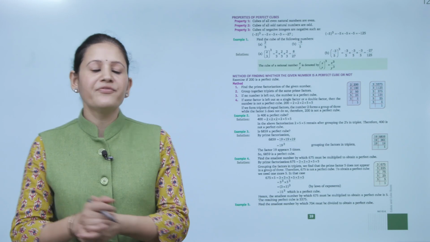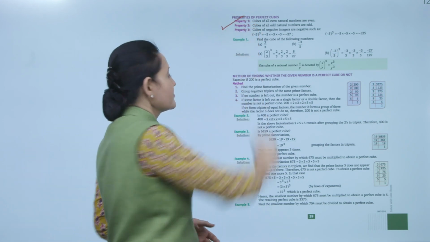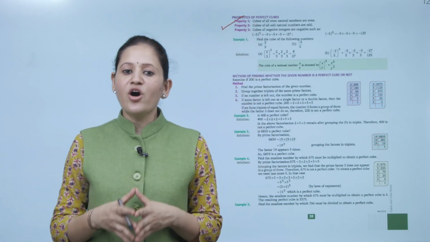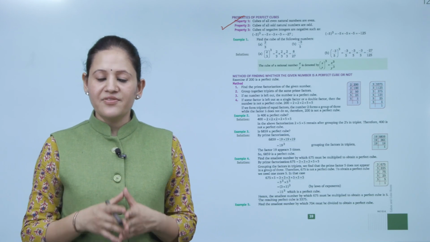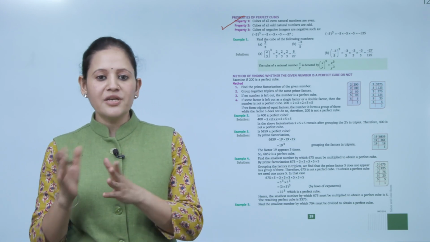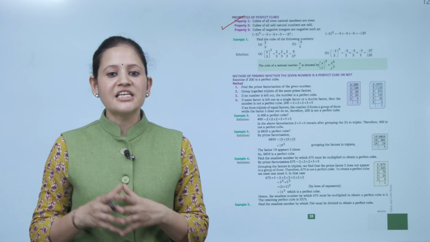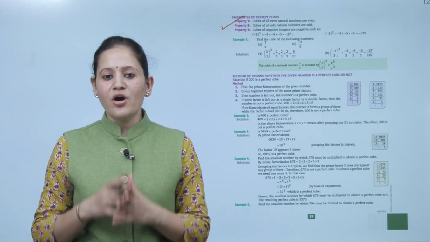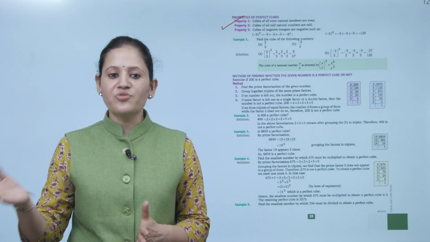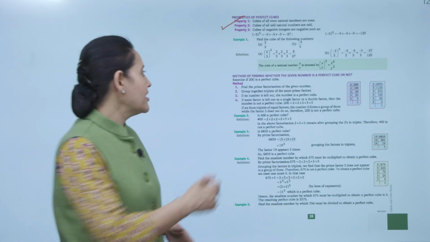Next, properties of perfect cube. Property 1, cube of all even numbers are even. जितने भी even number होंगे cube even number होगा. Cube of all odd numbers are odd. Cube of negative integers are negative, such as cube of negative 3, that is negative 27. Now I will take an example here.